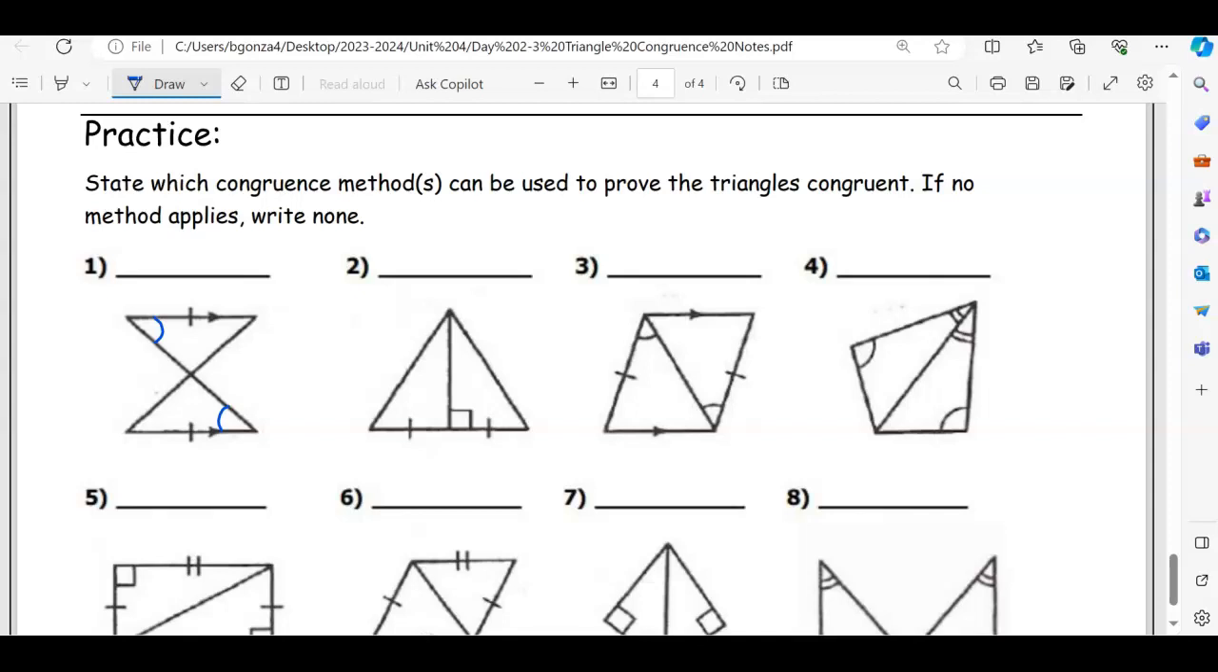Okay. So what else can we label? Let me make it down. So look, they make an X. When you see an X, what do you call those angles that are across from each other? Vertical angles, all right? And if they're vertical, they're congruent.